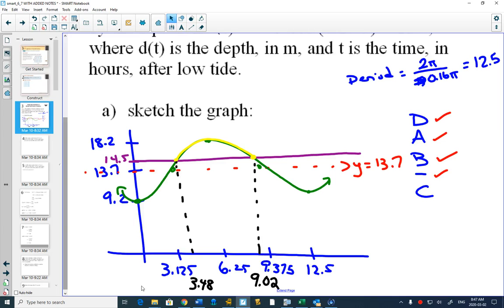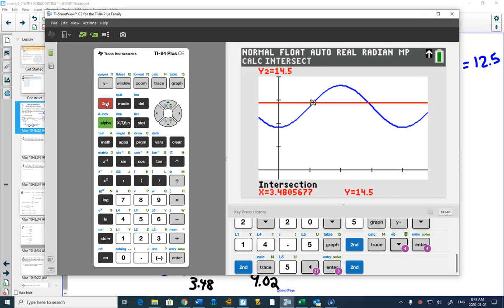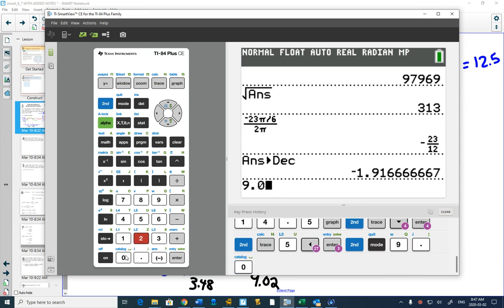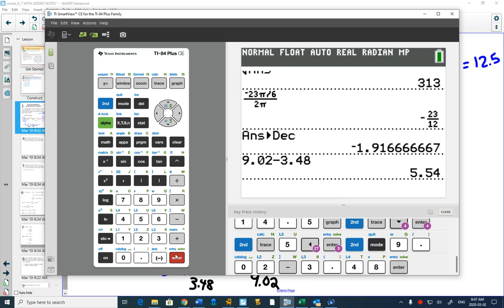So if we did 9.02 minus 3.48, okay, I'll come check it. So it can be safe for 5.54 hours, or about 5.5 hours.